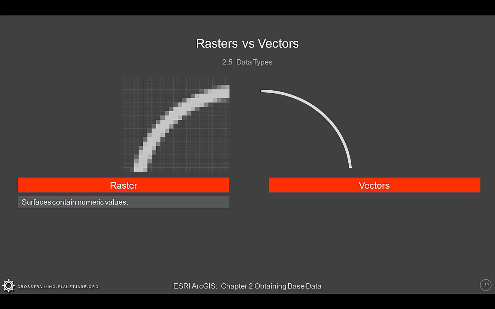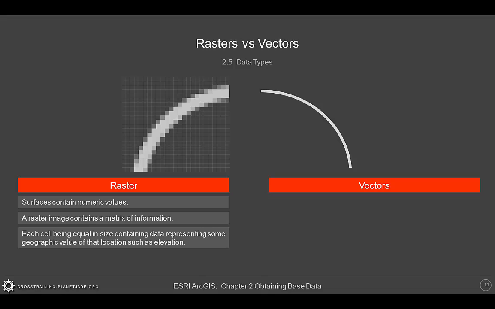So surfaces, or rasters, will contain numeric values in each of its cells. If you notice right away, the image on the left has a bit of a grid pattern, and inside each of the cells or the grids here inside, in the boxes, there are different colors, and each color can represent a numerical value. So a raster image, this means, contains a matrix of information.